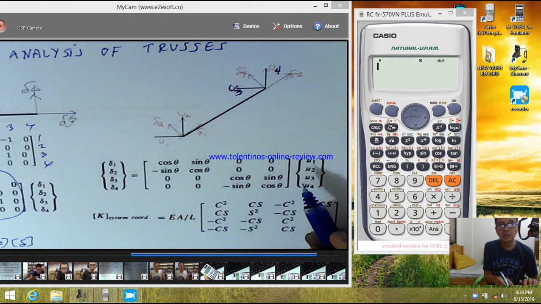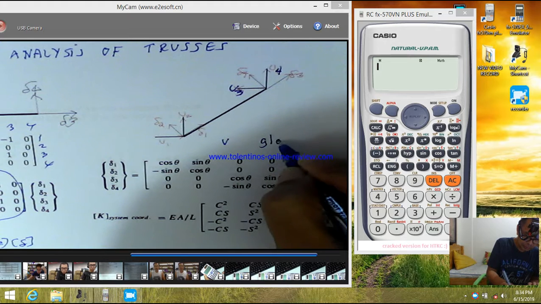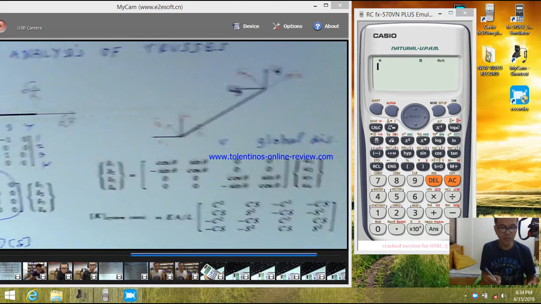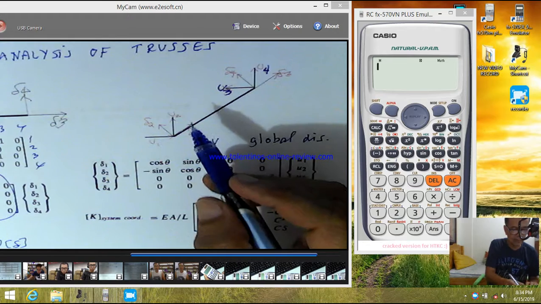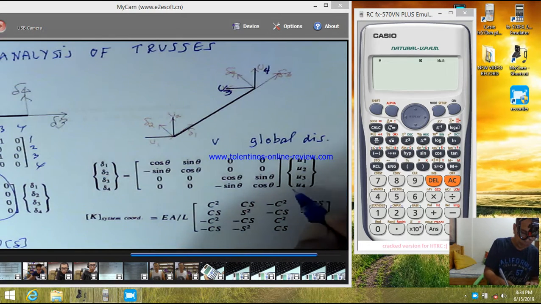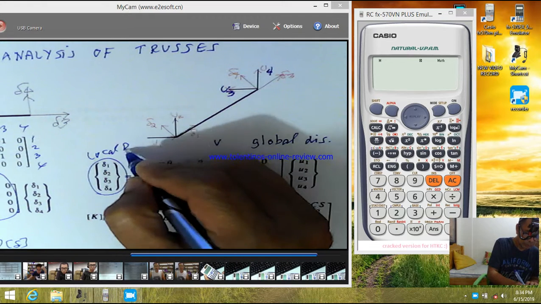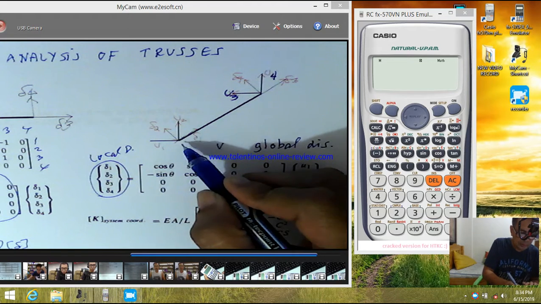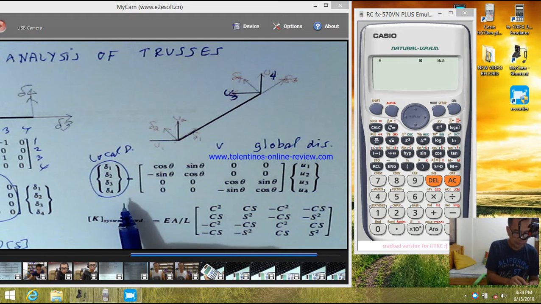Ngayon, ang relationship ngayon, ang tawag sa U, ito yung global displacements. Pag sinabing global displacements, along the horizontal and vertical siya. Horizontal, vertical lang. Pag sinabing local displacements, ito yung local displacements natin. Ano ibig sabihin ng local displacements? Yun yung along the truss element and perpendicular to the truss element. Now, ito yung relationship ng delta at saka U.